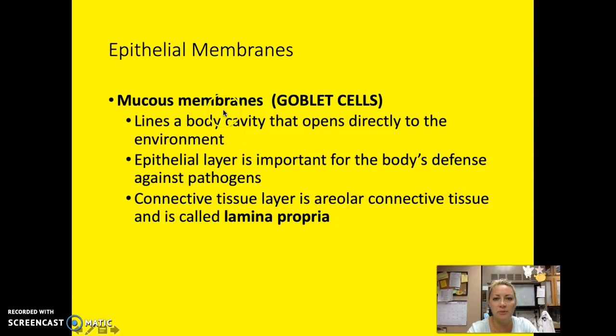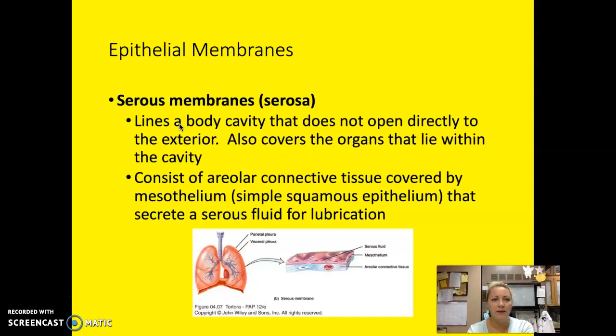So with our mucous membranes, these are going to be full of goblet cells, and these are going to be around everything that lines a body cavity that comes into contact with our external environment. So your eyes have mucous membranes, right? Your mouth has mucous membranes, things like that. All of the wet areas exposed to the outer parts of the body. Okay, and then for serous membranes, these are going to line things that don't exactly come into direct contact with the external environment.